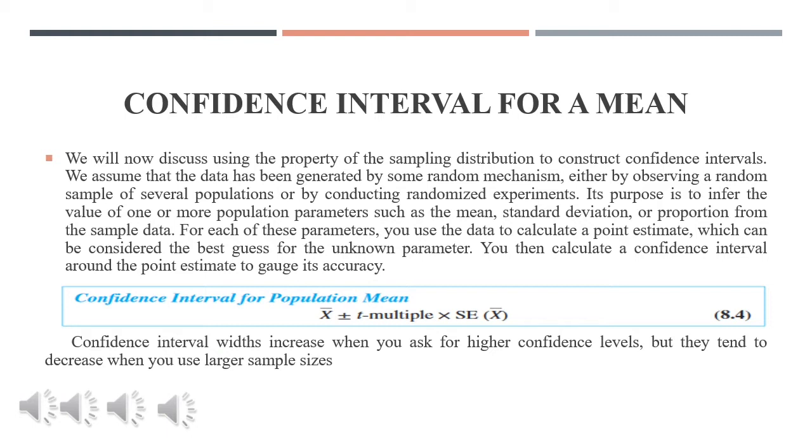For each of these parameters, you use the data to calculate a point estimate, which can be considered the best guess for the unknown parameter. You then calculate a confidence interval around the point estimate to gauge its accuracy. Confidence intervals will increase when you ask for higher confidence levels, but they tend to decrease when you use a larger sample size.